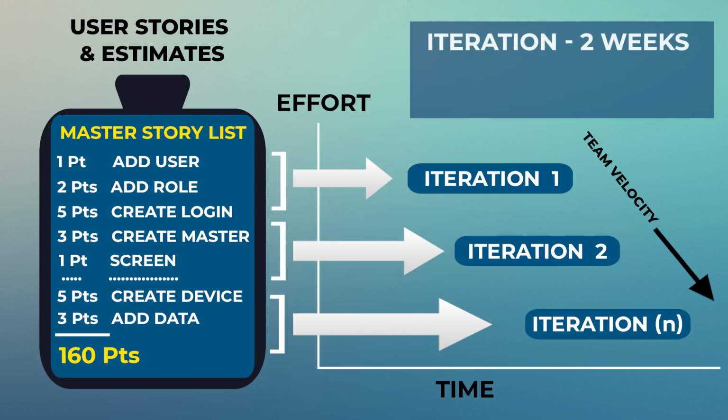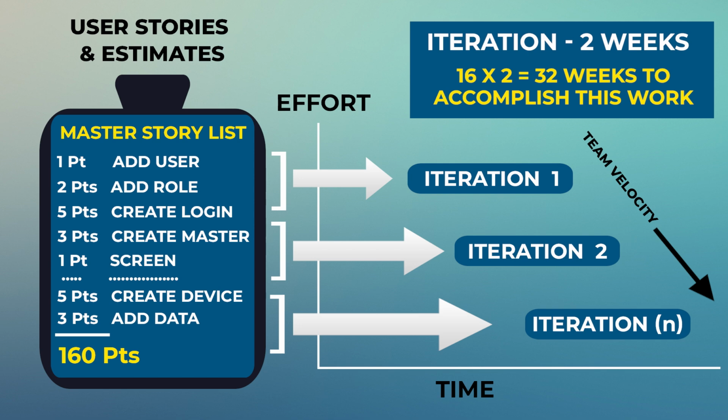So if an iteration is 2 weeks, then you can say that it will take 16 into 2, which is 32 weeks to accomplish this work. Isn't that simple? Now let's see how we can plan a particular sprint.